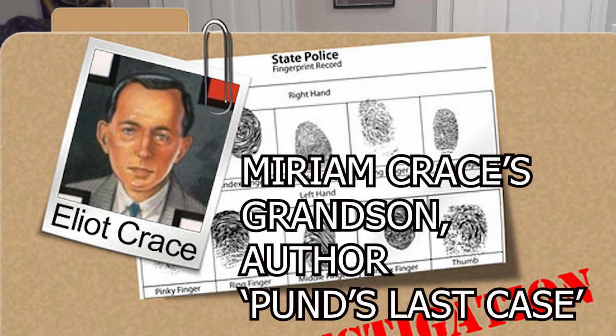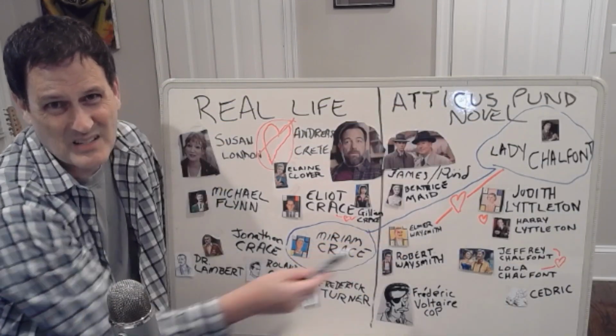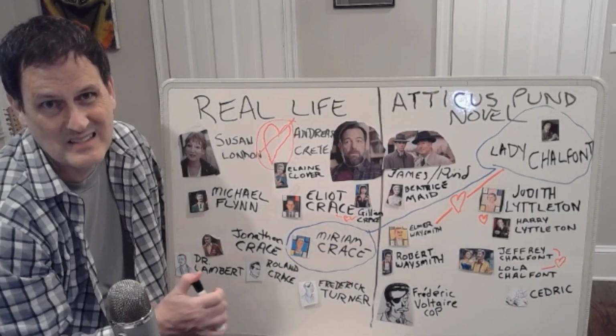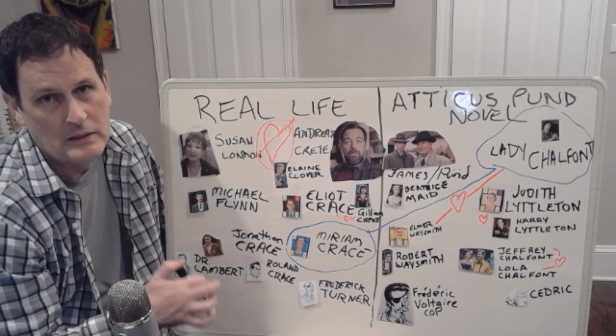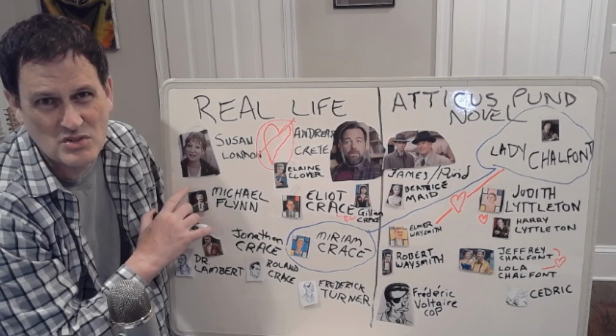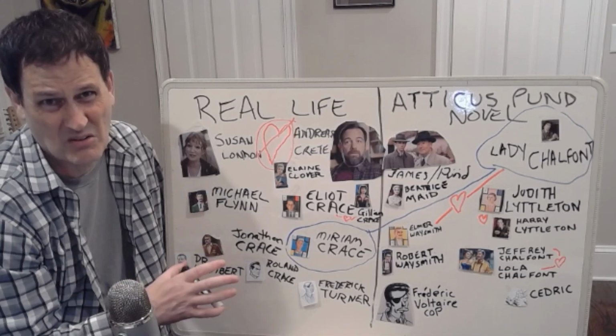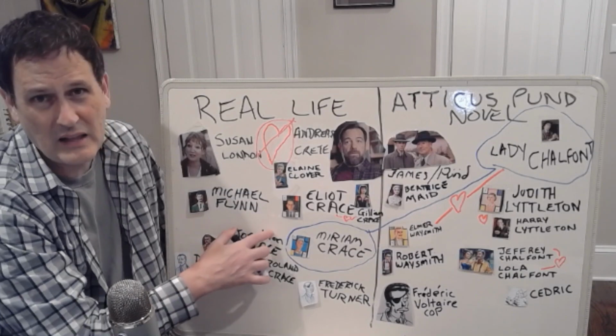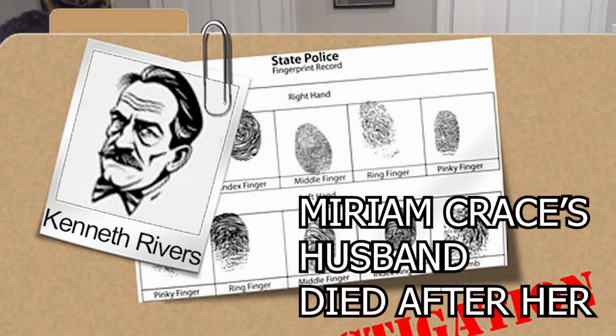Finally, Eliot Crace shows up. He is a mess. He's either drunk or on drugs or both. Eliot wants to retitle his manuscript from Pünd's Last Case to The Man with White Hair. Really odd. He's taking Susan's advice, but also he's asking her real personal questions. Eliot, not cool. I suppose I should put Miriam Crace's husband, Kenneth Rivers, on the board.